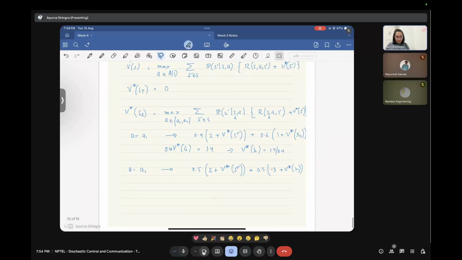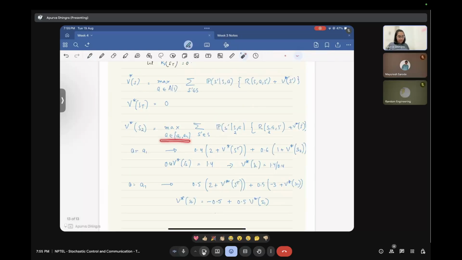On the other hand, if it was this one that was chosen, this part, just the initial part 0.5 and 2 just gives us 1. This gives us a -1.5, so overall it's a -0.5. This term is 0, but this term is the value function for S1, so we can't actually make our choice at this stage.